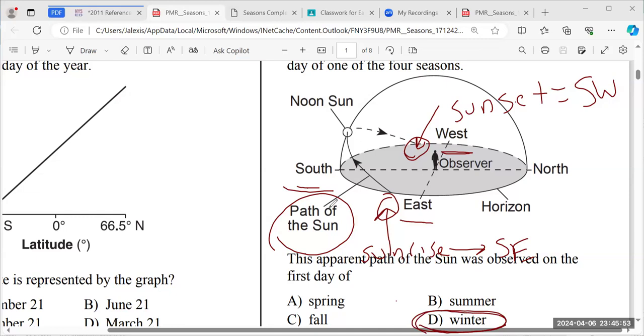And you have to memorize on your note sheet where the sun is setting and rising to be able to tell what day it is in the year. All right, so make sure to look at that note sheet.